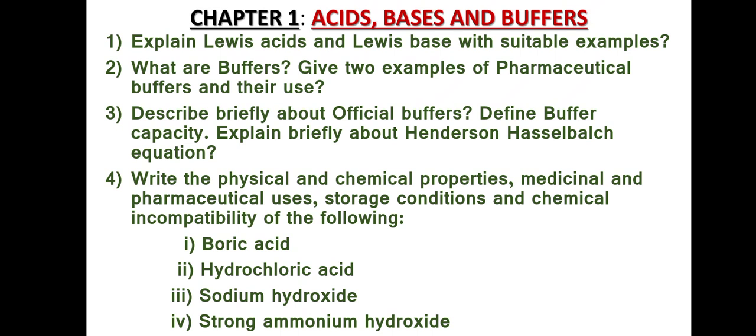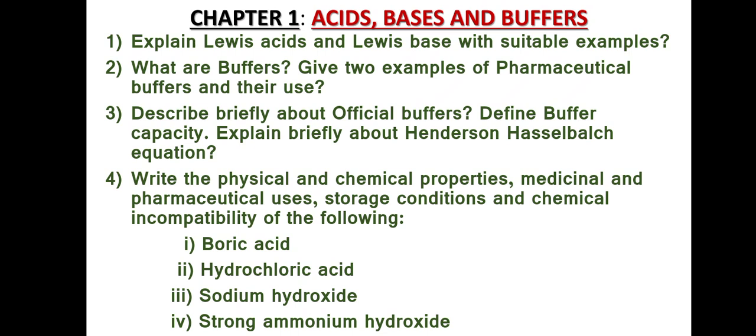Chapter 1, that is acids, bases and buffers. So there are 4 important questions. Question number 1, explain Lewis acids and Lewis base with suitable examples. Question number 2, what are buffers? Give 2 examples of pharmaceutical buffers and their uses. Third question, describe briefly about official buffers and define buffer capacity and explain briefly about Henderson-Hasselbalch equation.